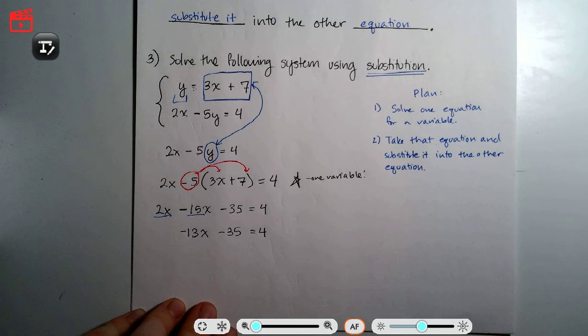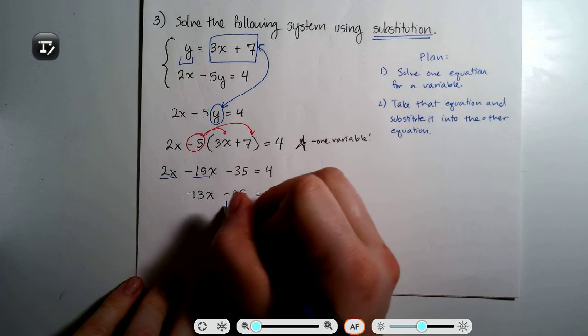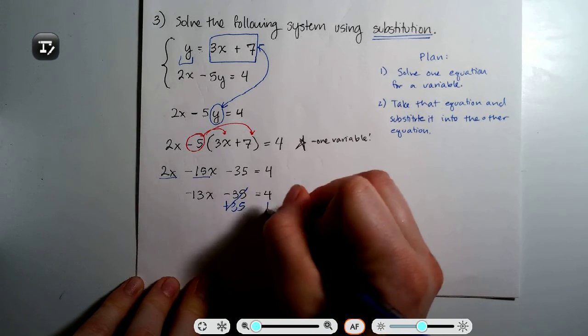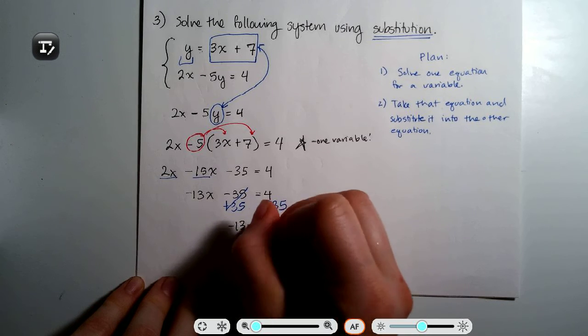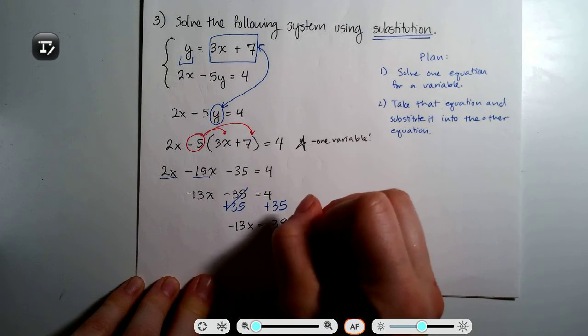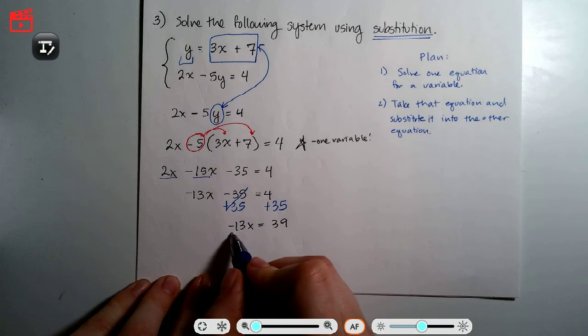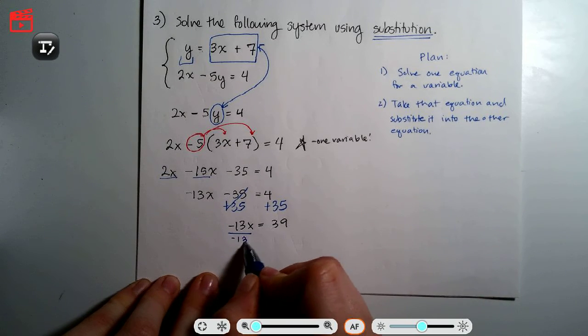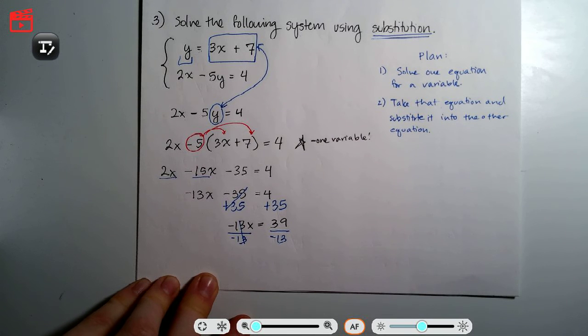All right, solving for x. Let's get that 35 to the other side. So we'll add 35 to both sides. And we have -13x equals 39. Okay, we need to get x by itself. So solving for x, that -13 is being multiplied to my x, so I'm going to divide by -13. And if I'm correct, that is 3 times 13.